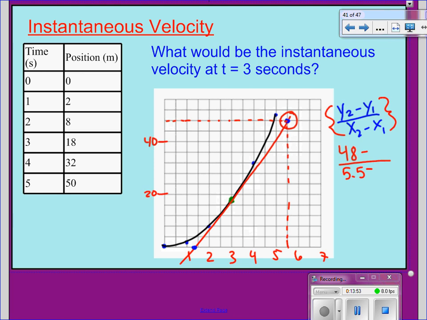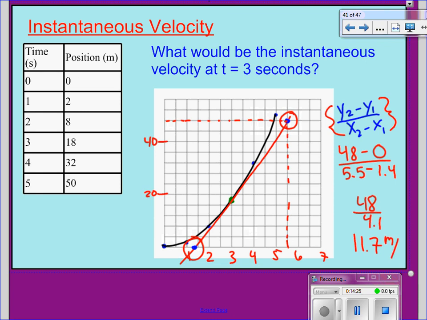Now, let's do the y1 and the x1, which would correspond to this data point down here. Well, the y is easy. It's at 0. The x, it looks like it's about maybe 1.4. Doesn't quite get to 1.5. Now I'm going to use my calculator to figure out what the slope is. The top would just be 48 still, and the bottom, if I do 5.5 minus 1.4, gives me 4.1. Divide those two numbers, and I end up getting that my slope is approximately 11.7.